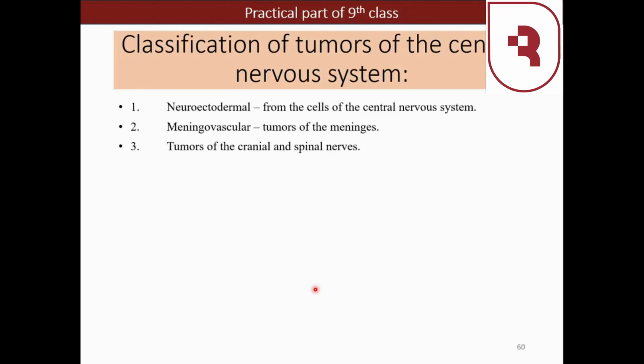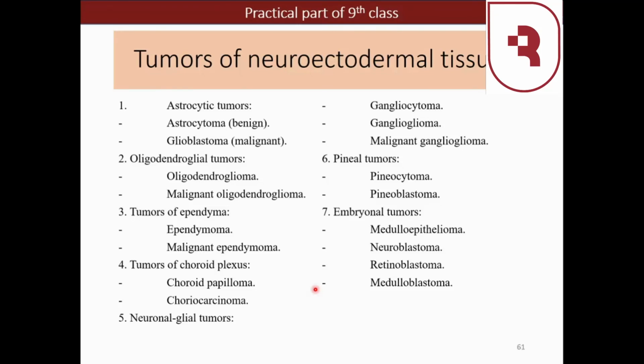The classification of these tumors: neuroectodermal tumors, tumors from the cells of the central nervous system, meningovascular tumors of the meninges, and tumors of the cranial and spinal nerves. On these slides you may see the full classification of these tumors.